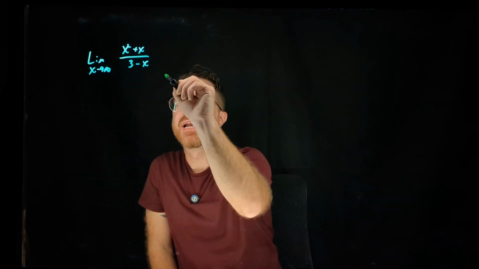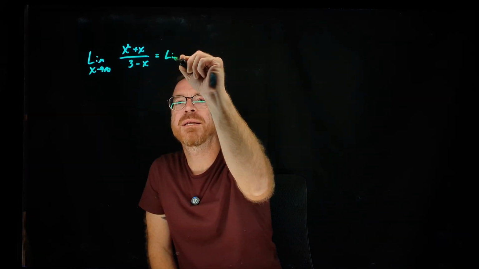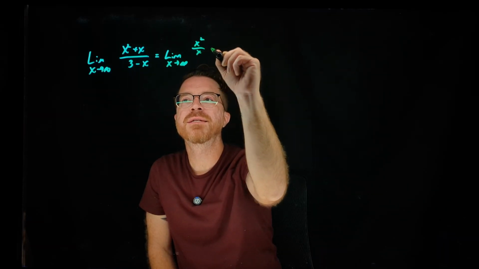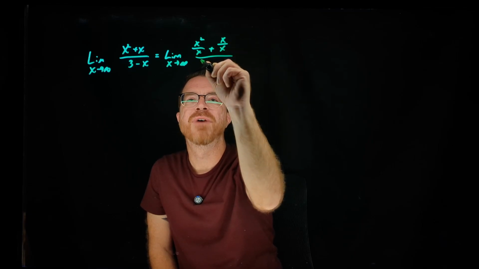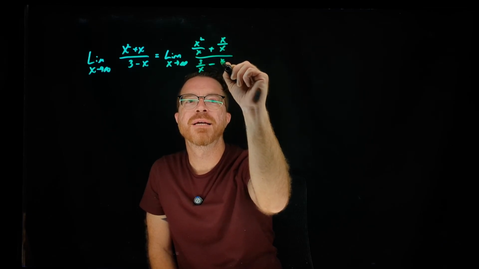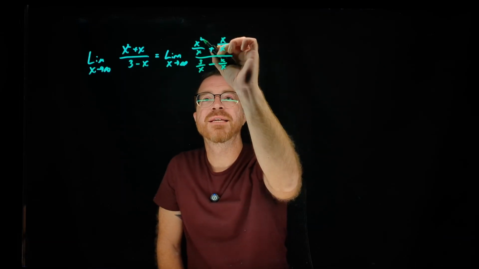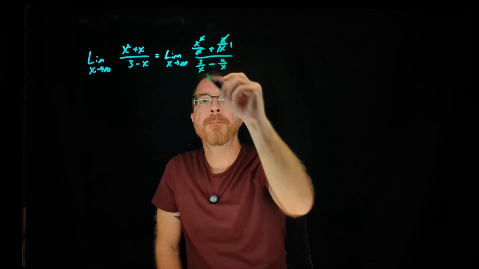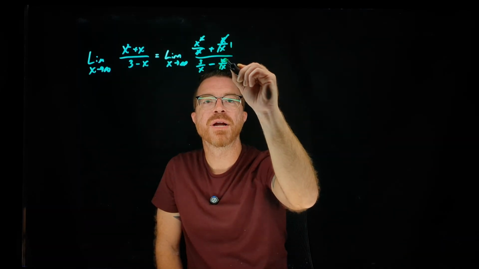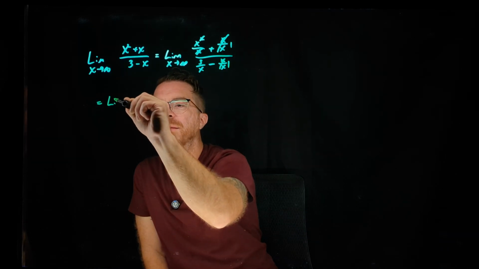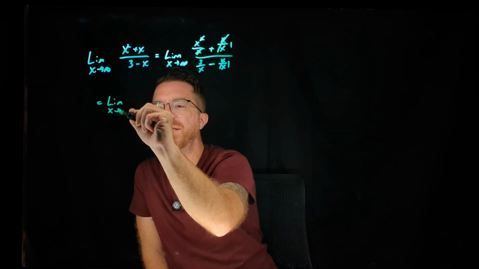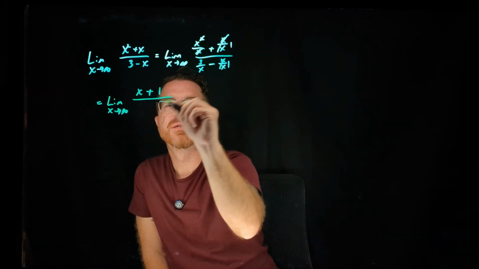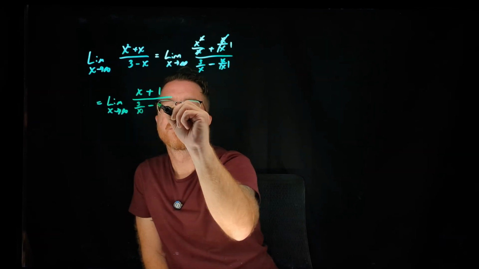So in this case, what I'm going to do is divide everything by x. So this is going to be the limit as x approaches infinity, x squared over x plus x over x divided by 3 over x minus x over x. Now, doing some cancellation, this x cancels with this x squared. This x cancels out with this x, leaving me just 1. This 3 over x is fine, and then x over x gives me 1. Now, this leaves me with the limit as x approaches infinity, x plus 1 divided by 3 over x minus 1.